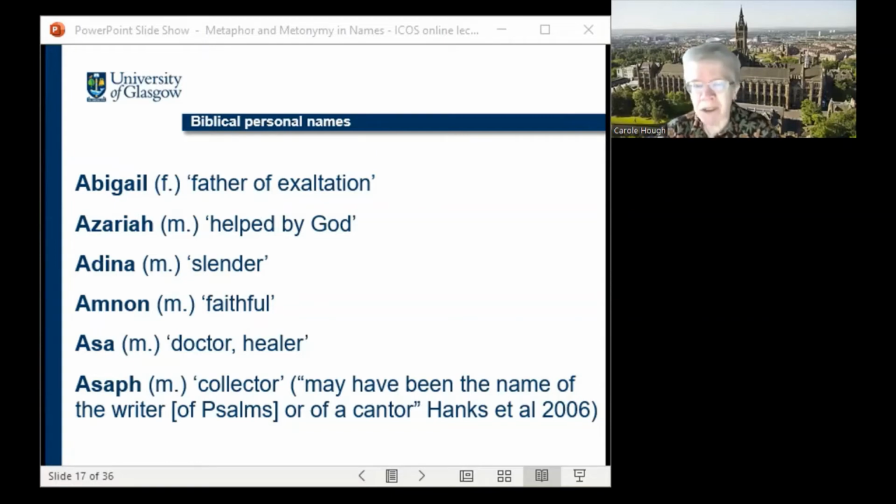Others refer to personal qualities, whether physical, as with Adina, slender, or mental, as with Amnon, faithful. Some originated as bynames, as with Asa, doctor or healer, while others are suspiciously appropriate to at least one of the bearers, suggesting a similar origin. An example is Asaph, collector, the name of several biblical characters, including one associated with some of the Psalms, which Hanks et al. suggest may have been the name of the writer or of a cantor.